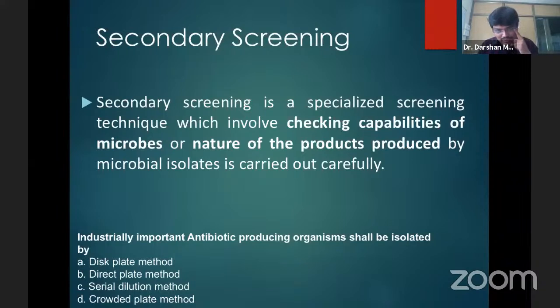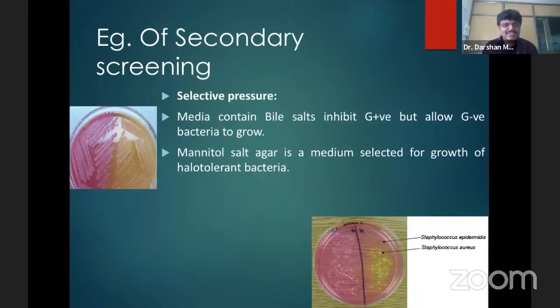Another is the disc plate method. In that case, you put a disc which contains the antibiotic, and it will not allow the growth of the organism. So try to understand, there are many situations where this kind of question comes. You write either of them, and the answer will be right. Right? Yes, clear zone is there. Okay. This is another example of secondary screening.